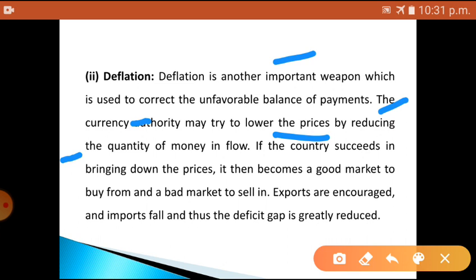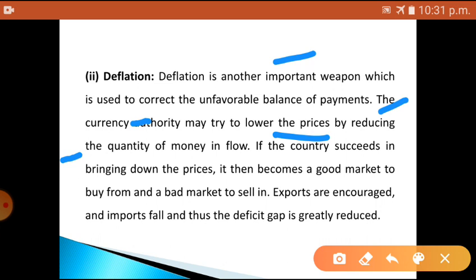So by adopting this method, we can say it may be full of danger. If you adopt this deflation method, sometimes it is full of danger. If you contract the supply of money, that is, reduce the supply of money, of course the prices are lowered, but the cost may not be brought down.